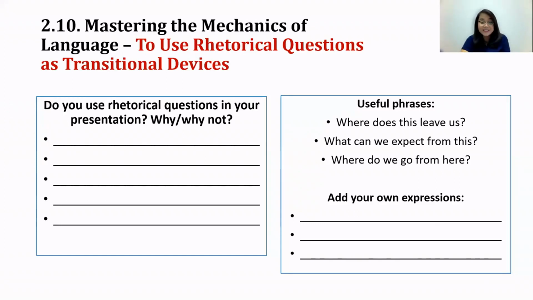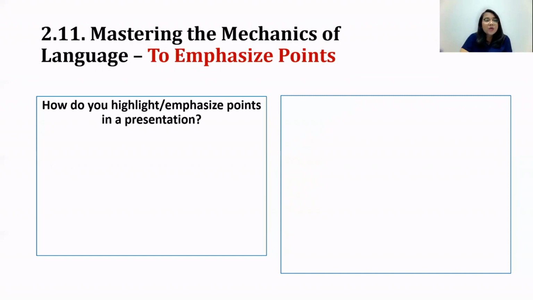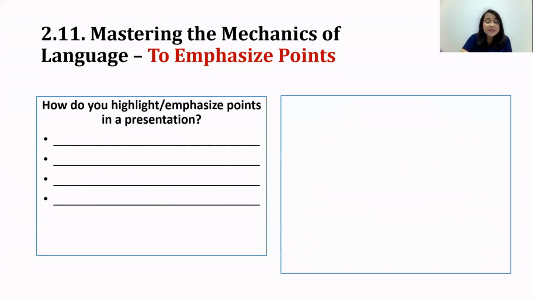When you're finished, let's continue to the next part, to emphasize points. Although, like I said, we think that the content of a presentation is all important, sometimes there are several points that we need to highlight or to emphasize. How do you usually do that? How do you highlight points in a presentation? How do you emphasize points in a presentation?